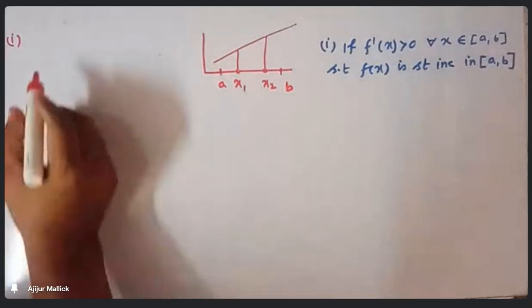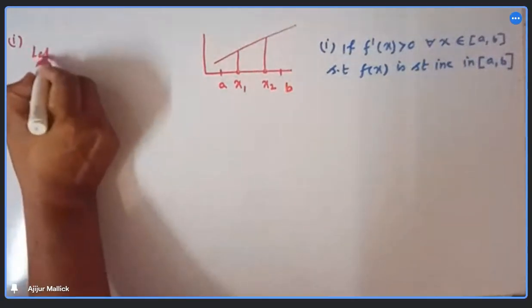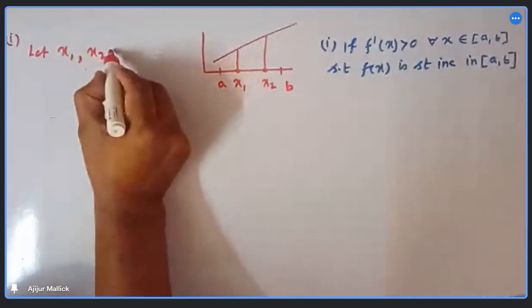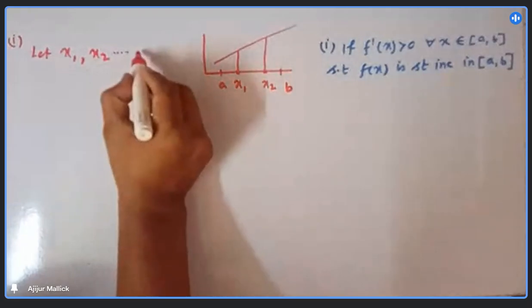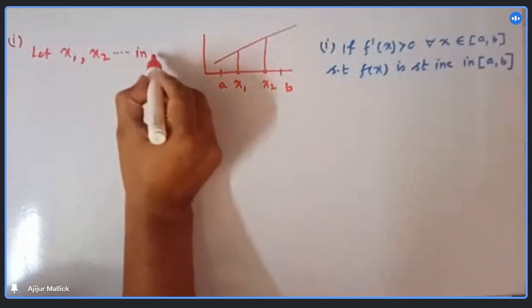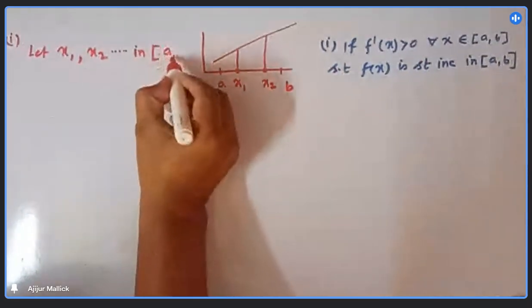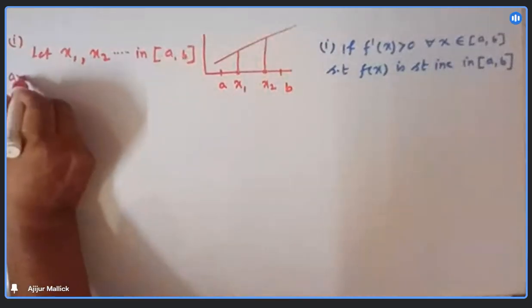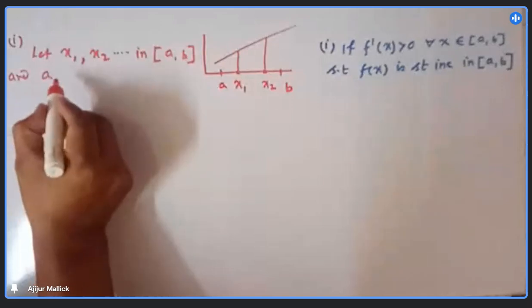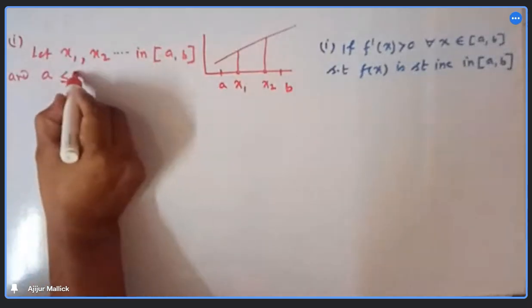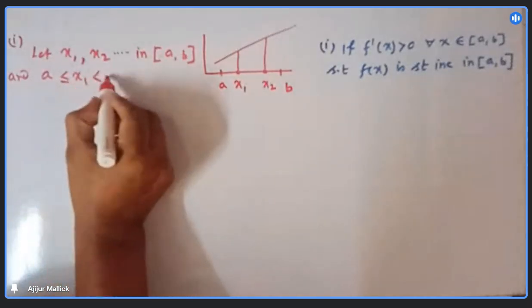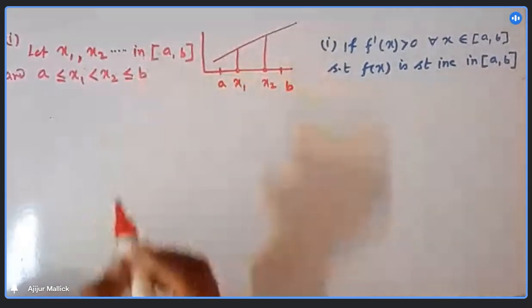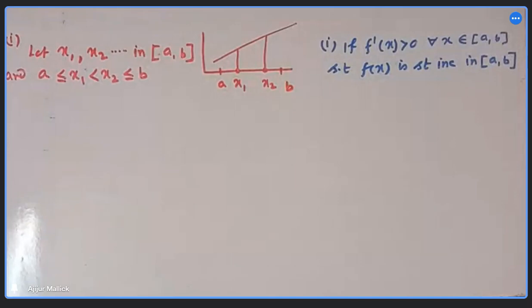Write the solution: let x1 and x2 be any two points in closed interval a, b, and a less than or equal to x1 less than x2 less than or equal to b.